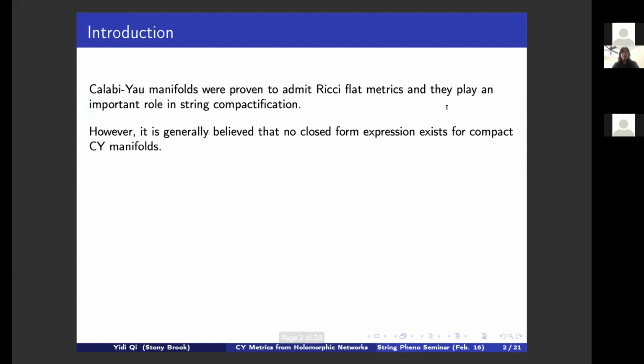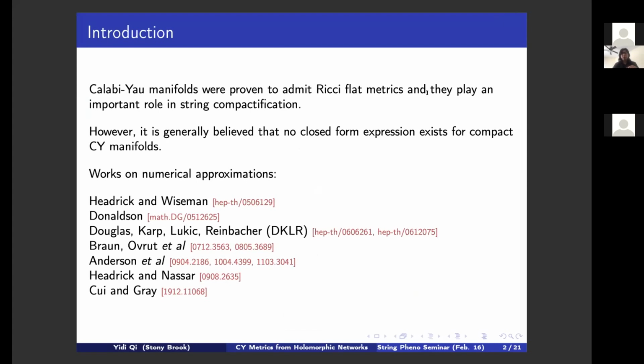So as many of you already know, Calabi-Yau manifolds were proven to admit Ricci-flat metrics, and they play an important role in string phenomenology and have many important applications, such as the computation of the Yukawa couplings. However, it's generally believed that there are no closed-form expressions for compact Calabi-Yau manifolds. Therefore, it's important to get numerical approximations.